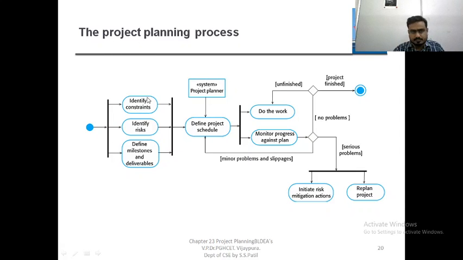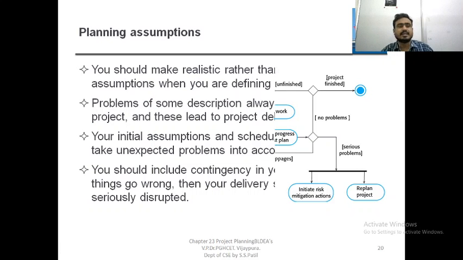Very simple. First, think about the project, identify the risks, identify what exactly you have to do and how much time you require. Those things will be scheduled in the project schedule. That is done by the software engineer, whom we call a system planner. If it is working correctly and the progress is good, you are going to finish. If something goes wrong, redefine it, reschedule it, and do the things again. So this is all about the project plan.